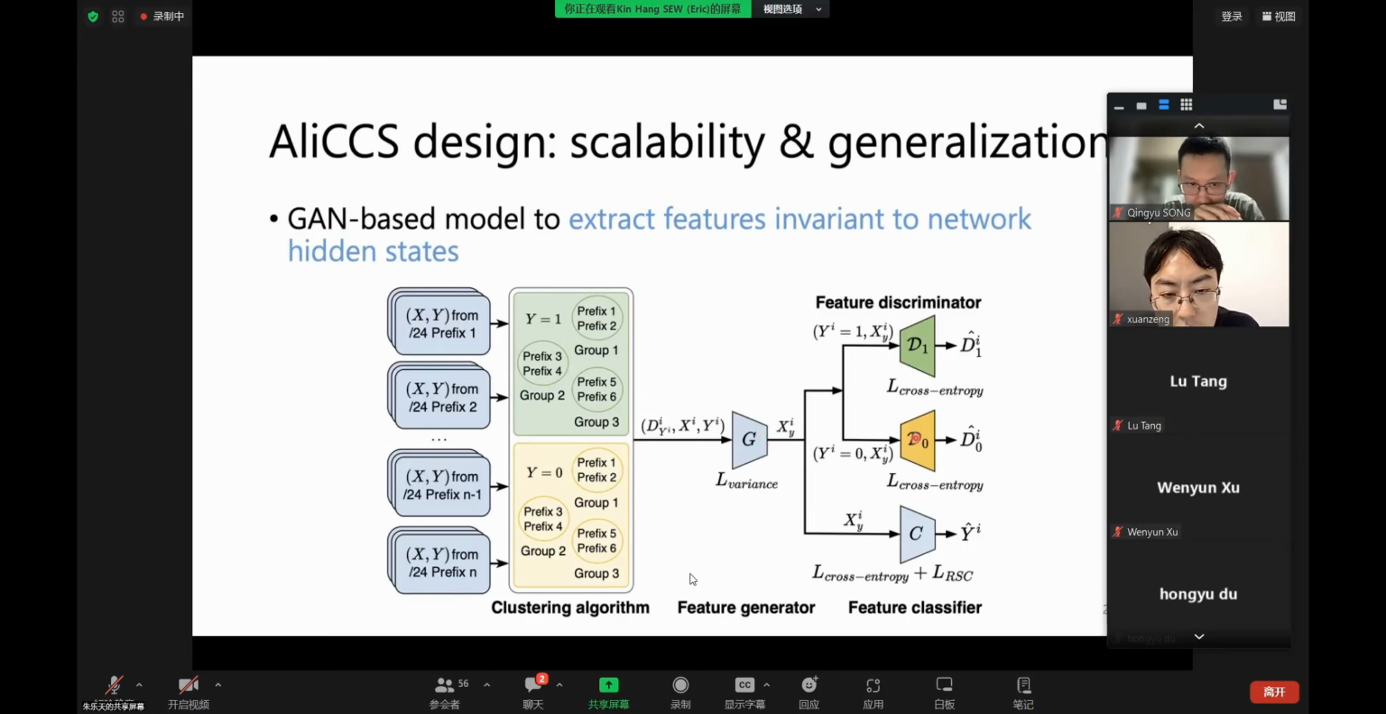Here, we also have the feature discriminator. There are two discriminators here, each outputting which /24 prefix group the sample comes from. For Wi-Fi, there's Y equals 1 and for 4G, Y equals 0. And finally, there is a feature classifier that takes the output features and predicts the network type, Wi-Fi or 4G.